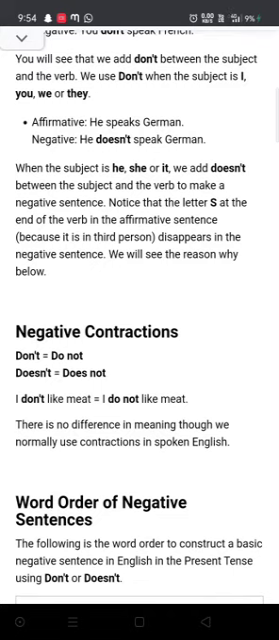So this is how a negative sentence is made. Some further examples can be: you don't speak Arabic, John doesn't speak Italian.